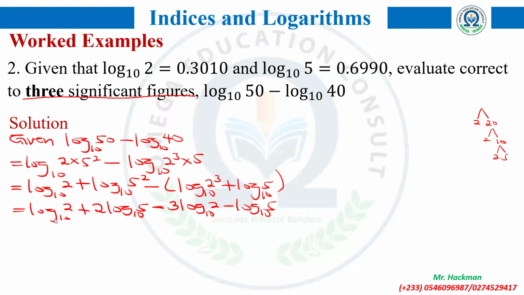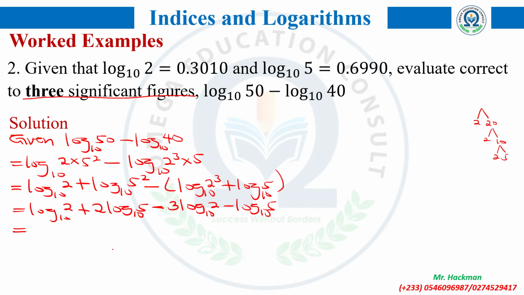So I've cleared what's needed to be cleared. Don't substitute directly; first check if you have like terms. So this will be equal to log to the base 10 of 2. I have another one here, so I'll combine the coefficients. 1 minus 3, and that will give me minus 2 log to the base 10 of 2. Clear? Hello, is that clear?